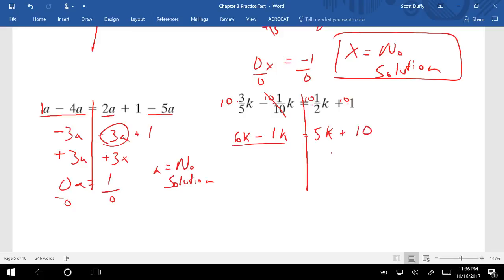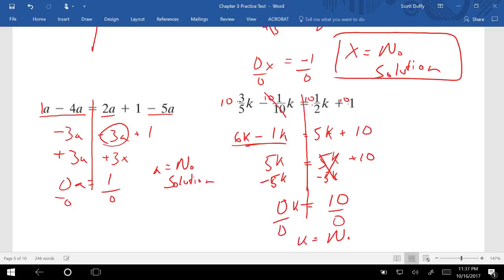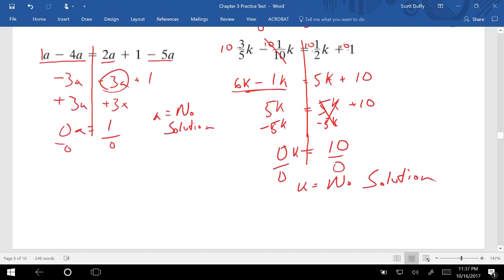So, simplify this side. I have 5k equals 5k plus 10 minus 5k. Move them to the other side. And I have 0k equals 10. Divide by 0. K equals no solution. Not possible.